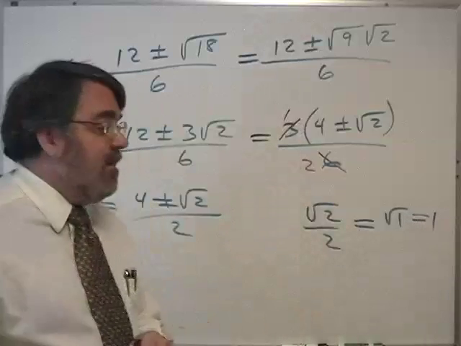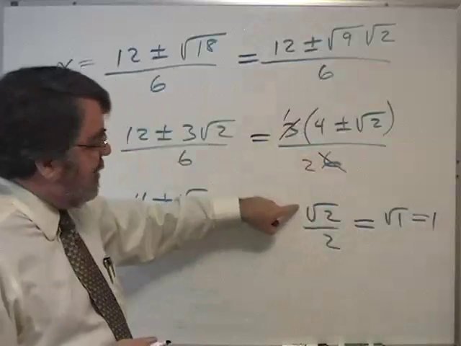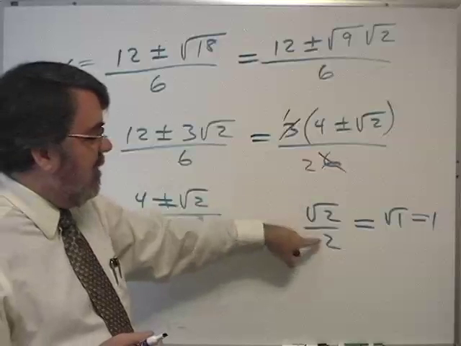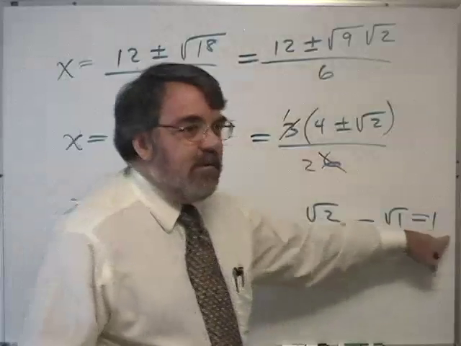But what's the fallacy there? Well, these numbers are unequal. This is about 1.414. This is 2. That number divided by 2 is never going to equal 1.